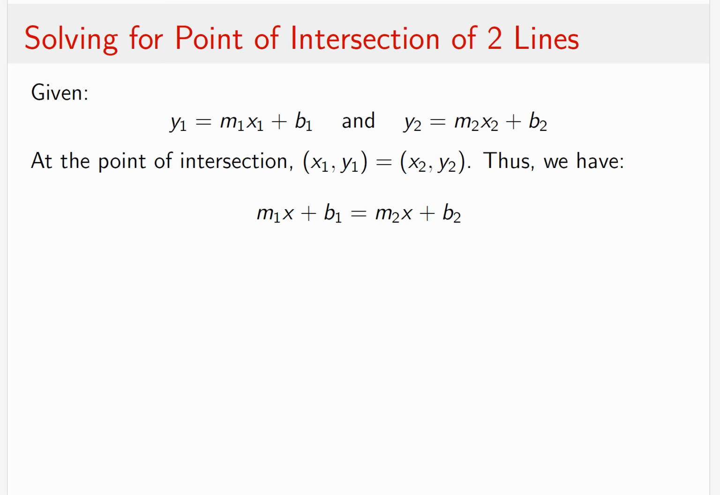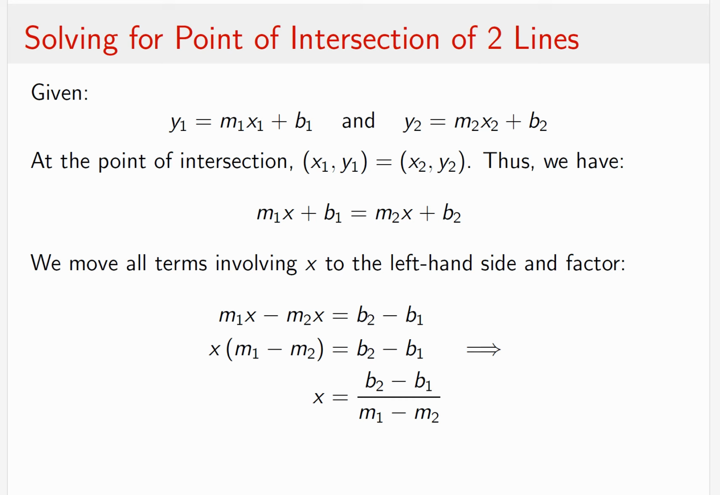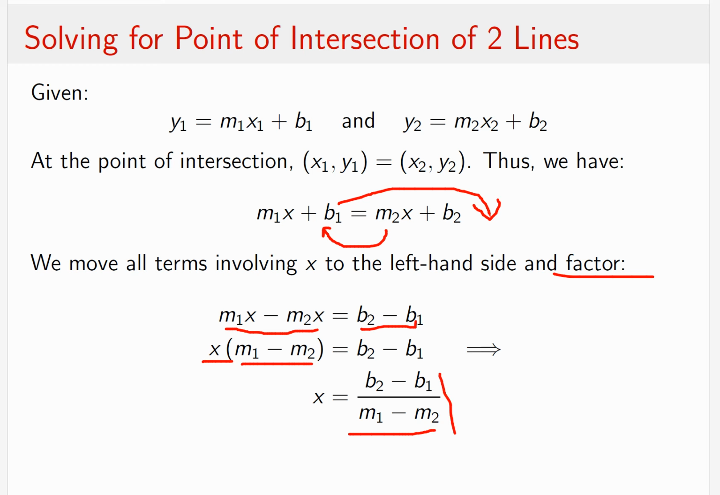And now what I'm going to do is move all of the terms involving x to the left and the other terms to the right. Okay, so I have m1 times x minus m2 times x, and b2 minus b1. Why? Well, we've moved the b1 over. We've subtracted b1 from both sides, and we've subtracted m2 times x from both sides. And then we've factored out the x. Okay, factoring out the x, now we have a term that we can divide through by. So this is what the x coordinate's going to look like.